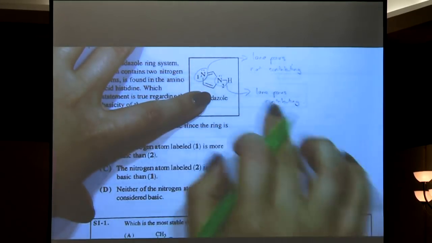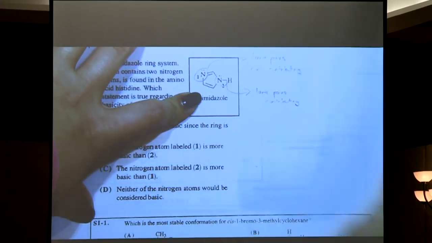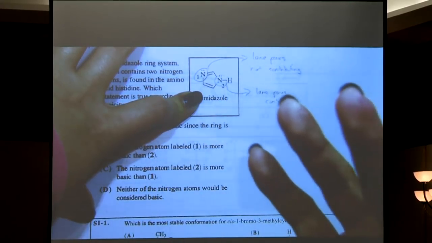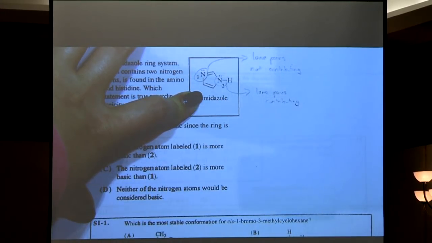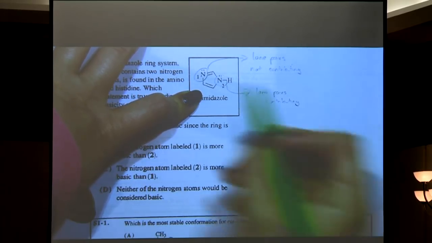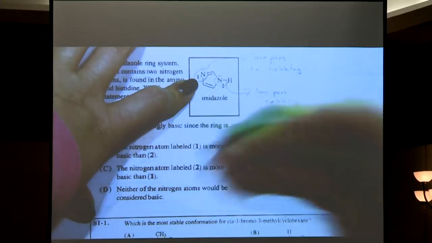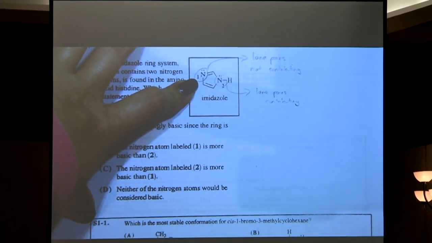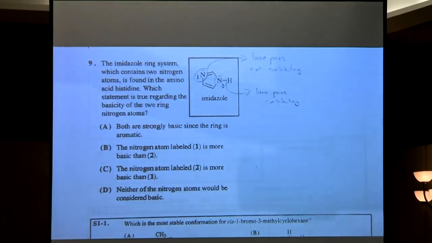So if the lone pairs are actually contributing to that aromatic ring, is it going to make it more basic or less basic? Less basic, awesome. So why does it make it less basic? Exactly. And then if we don't have those lone pairs, then it's not actually going to function as a base as much as this one would, because it has those lone pairs free to interact with something else as a Lewis base. Okay?